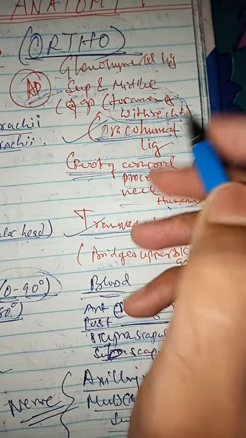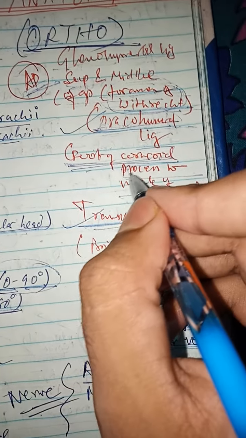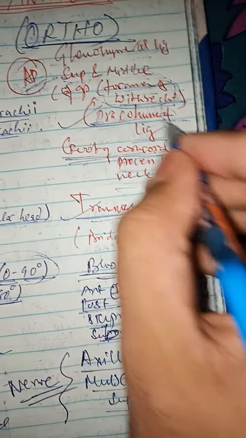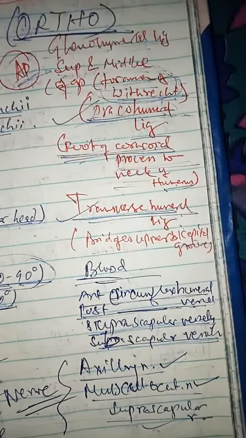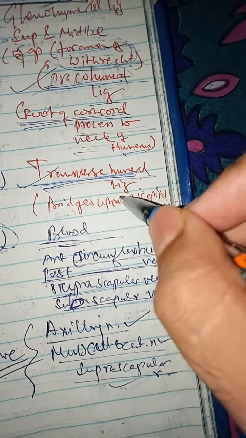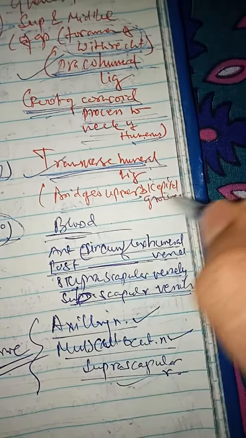Now coming to the coracohumeral ligament, it is attached from the root of the coracoid process to the neck of the humerus. It basically stabilizes the capsular ligament. Now coming to the transverse humeral ligament, which bridges the upper bicipital groove.